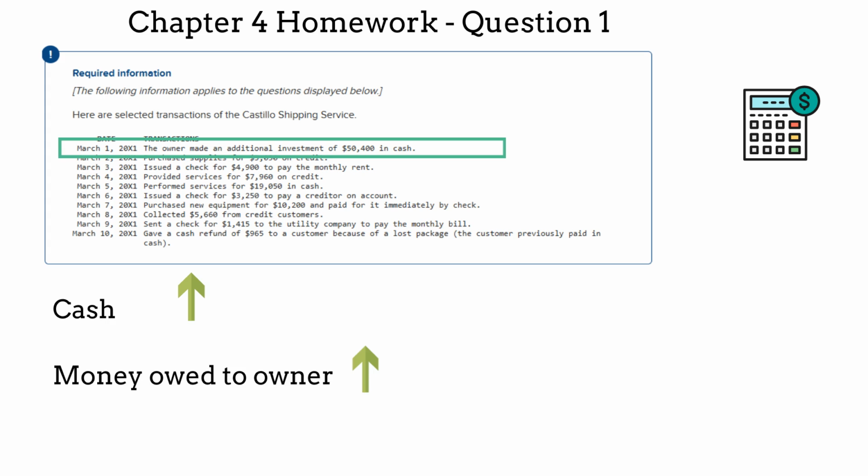In Step 2, let's figure out the account types for cash and money owed to the owner. Cash is an asset and money owed to the owner is part of owner's equity. In Step 3, we can now determine what account to debit and what account to credit. First, cash increased, and cash is an asset. According to the dealer mnemonic, assets are debited when they increase. So, since the cash increased, we need to debit cash.